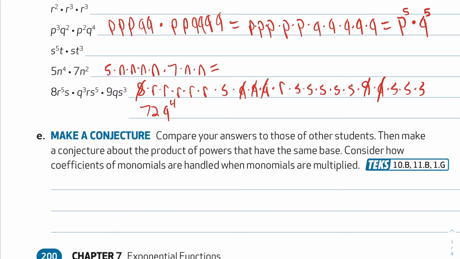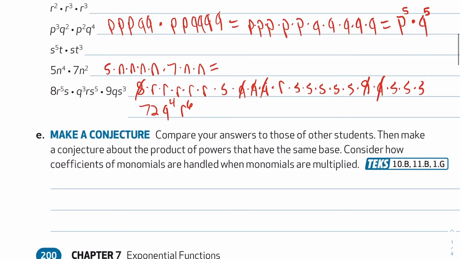Q, R, S. So r is next. How many r's do we have? We have 1, 2, 3, 4, 5, 6. So we have r to the 6th power. Finally, our s's. Oh, I forgot to scratch through my r's so that way you know that we already did those. 1, 2, 3, 4, 5, 6, 7, 8, 9. S to the 9th power. So we have 72, q to the 4th power, r to the 6th power, s to the 9th power.